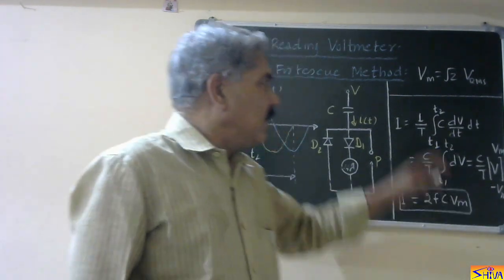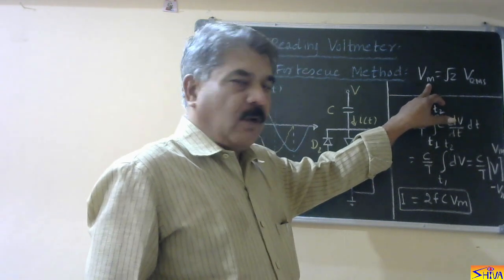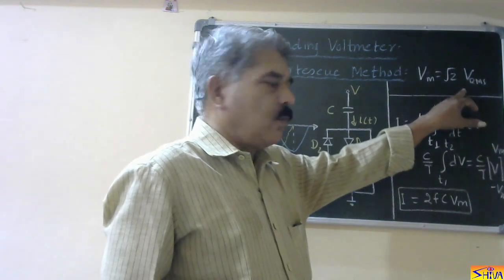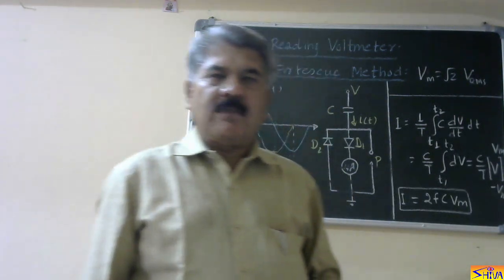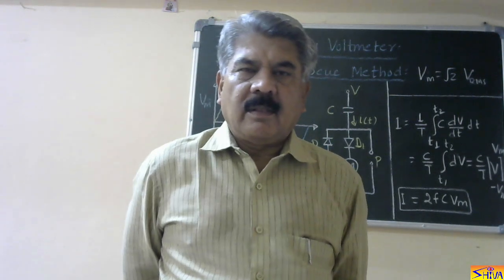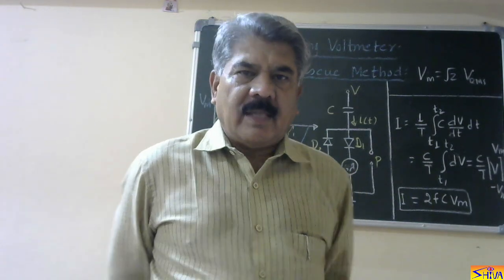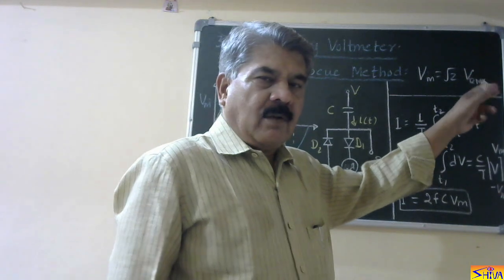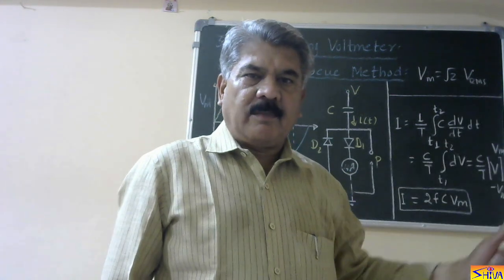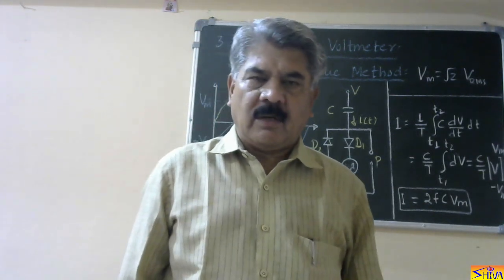Now the question is why we need a separate peak reading voltmeter during high voltage testing. We know the relation: the peak value of the voltage, Vm, is root 2 into Vrms. But this equation is valid only when the voltage waveform is sinusoidal, with no harmonics. Then only this relationship is valid, and once we get the RMS value of the voltage, we can find out the peak value.